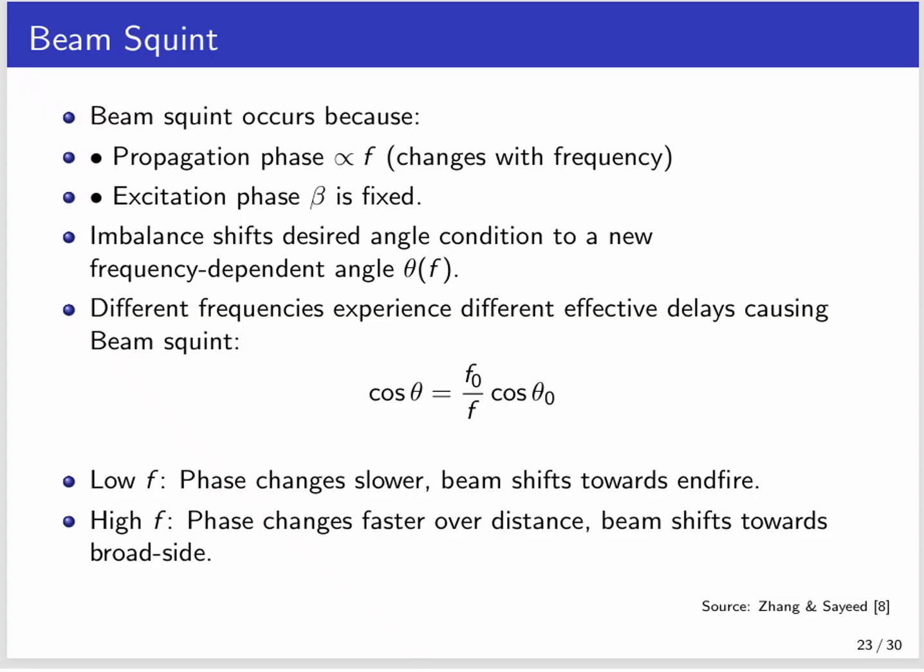This is called beam squint, and the angle towards which the beam will squint can be given using this equation. Now, for frequencies which are lower than the design frequency of the phase shifter, our phase changes very slowly. Therefore, the beam will shift towards endfire. And for higher frequencies, which are greater than the design frequency of the phase shifter, phases will change rapidly. Therefore, our beam will shift towards broadside.